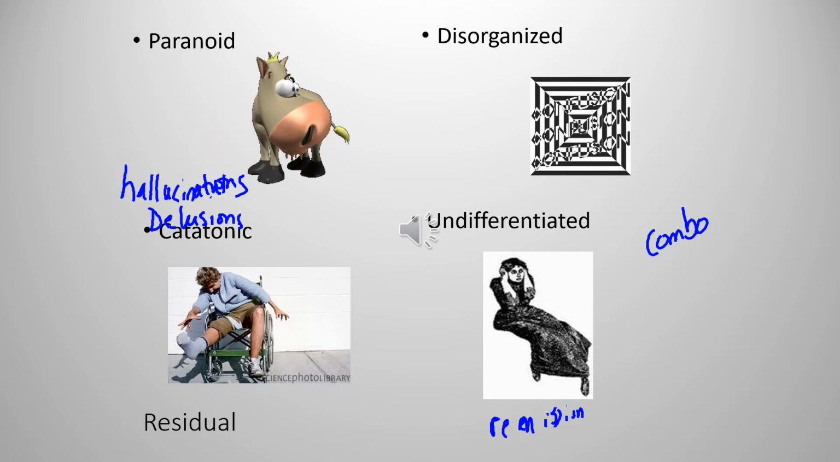So the first type is paranoid schizophrenia, and this is the most common. It affects roughly 85% of all people with schizophrenia. With paranoid schizophrenia, one would have the hallucinations and delusions. And thankfully, this is the easiest to treat.